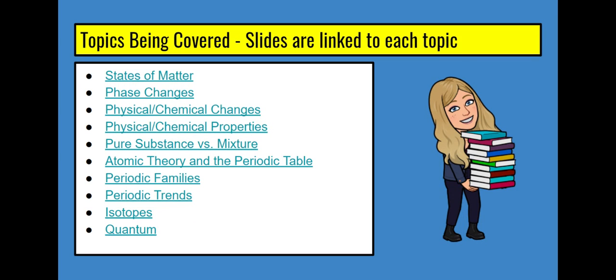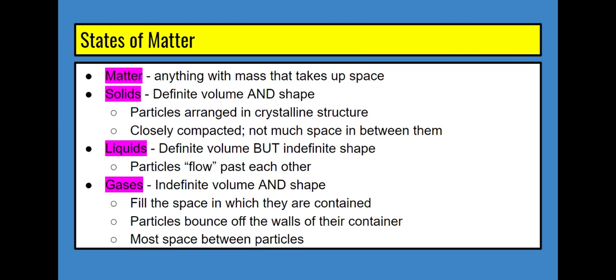So, topics being covered. Each of these slides you guys have access to. They are all linked to each topic themselves. And this first part of the video, we are only going to cover Unit 1. So we will be covering from states of matter through pure substances and mixtures. The second part of the video will be over Unit 2. And Unit 2 is everything from atomic theory and the periodic table through quantum. So let's get started with Unit 1.